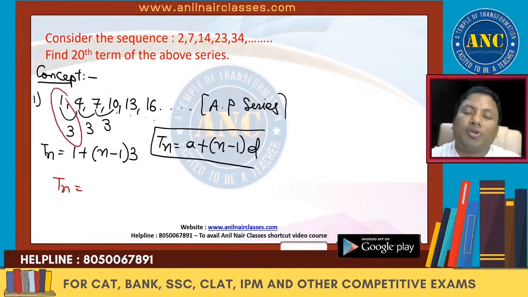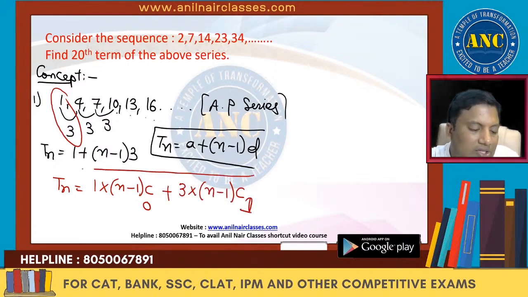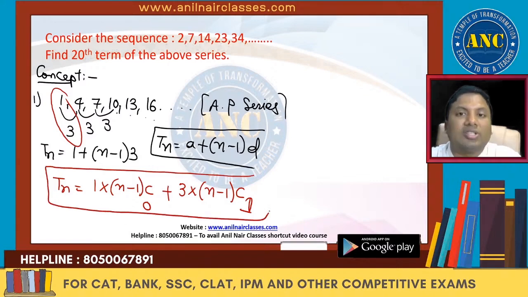Only take the leftmost terms. 1 into the first term, so the first term is already given, 1 into (n minus 1) c0. Here take the first difference, that is (n minus 1) c1. Can I write like this? 1 into (n minus 1) c0 plus 3 into (n minus 1) c1. I hope the idea is clear.